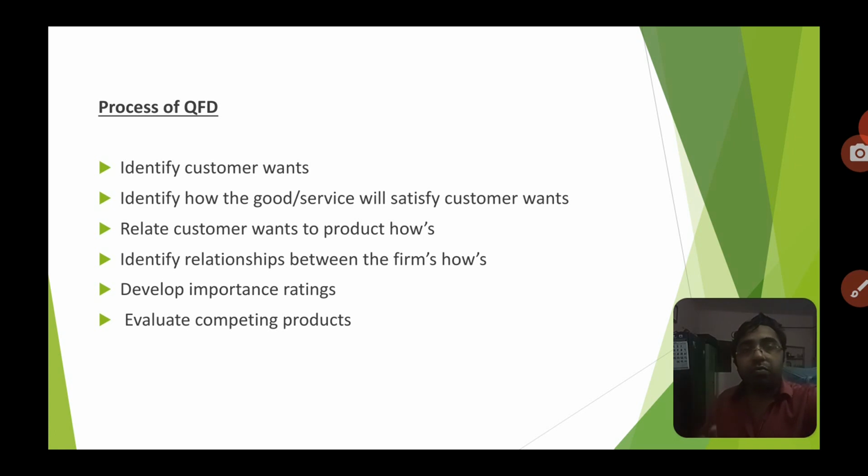Okay, then relate the customer wants to the product house. So we can see how this product is good or that product is good. We can compare what the customer needs, what the customer wants, the product, how much quality it has, and how long it lasts, or something like that.